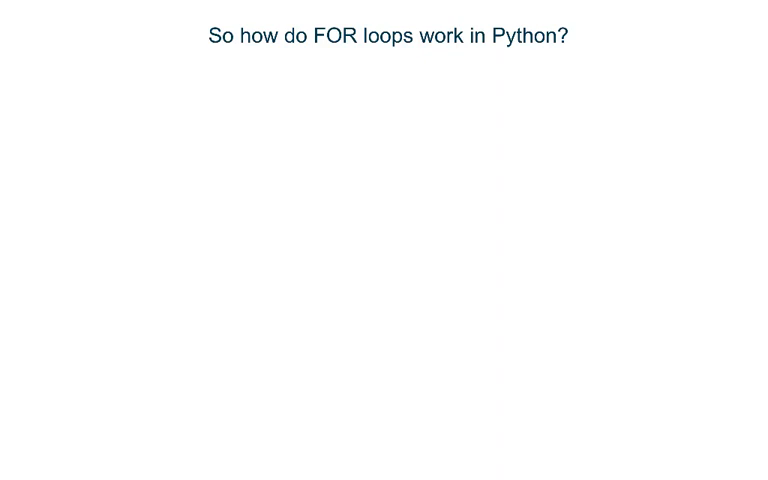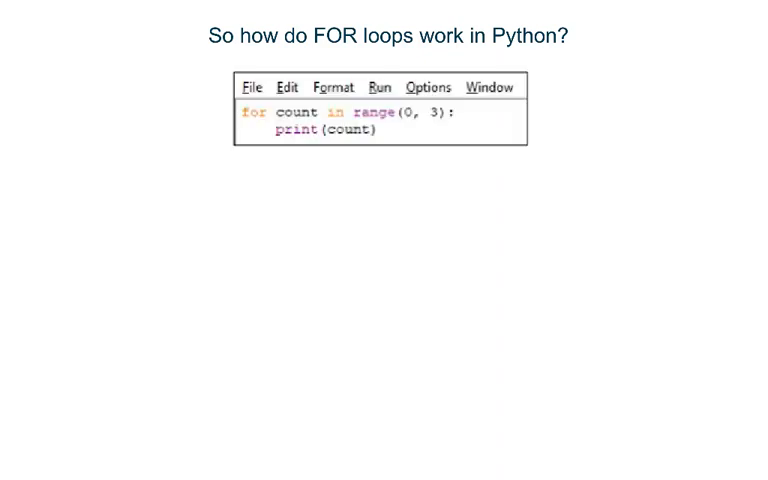So how do for loops work in Python? The word for tells Python that we are creating a for loop. This space at the beginning of the line is an indent, and in a for loop all the indented lines of code repeat for a specific number of times. So in this program, this line of code is what will be repeated.